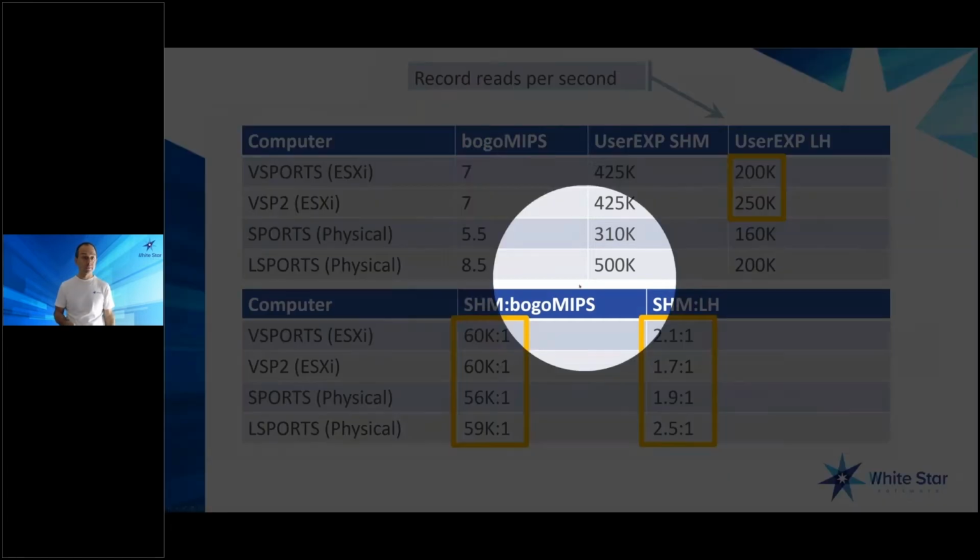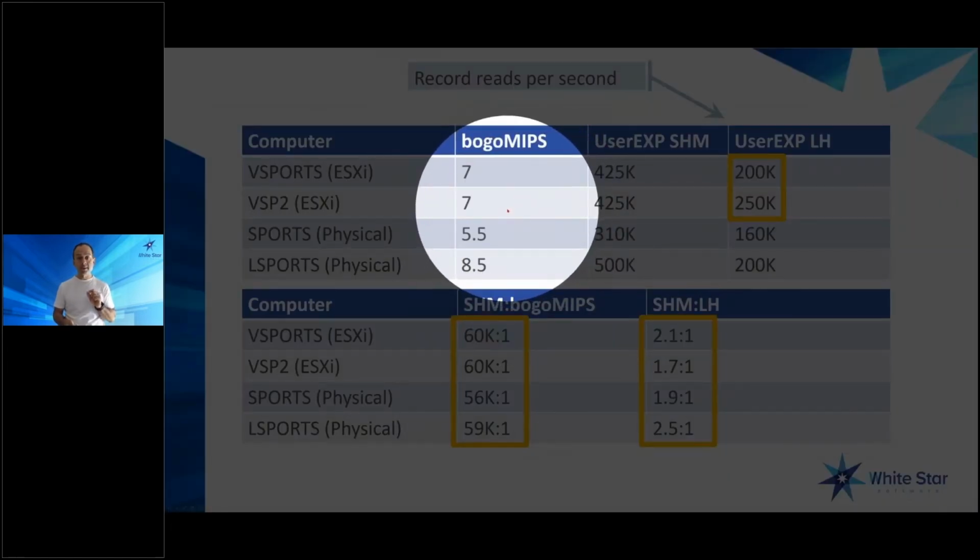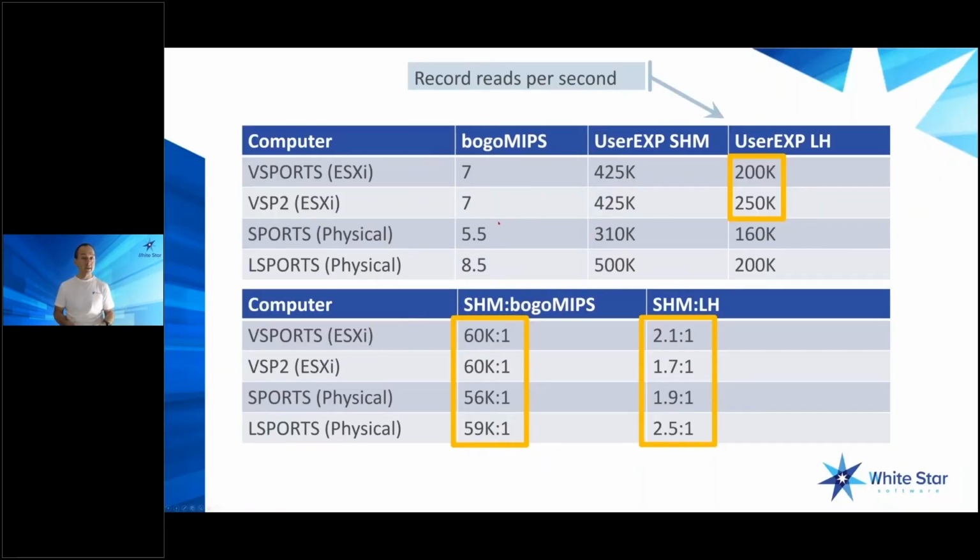So first things first: BOGO MIPS. BOGO MIPS is a measure of single-threaded CPU performance, and we use this so that we can compare one machine to another. What that's telling me here is that vSports and VSP2, my two ESXi boxes, are the same CPU speed, which makes sense because they're running on the same physical CPU. But my sports database, which is running on a desktop, is a little bit slower, and my laptop is a little bit faster, L for laptop sports. So that's a faster CPU.